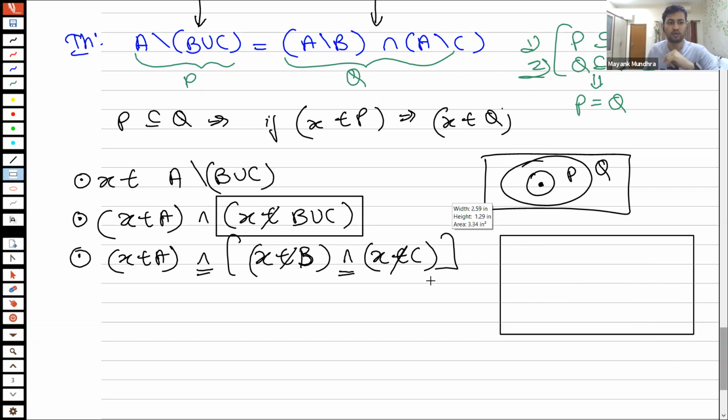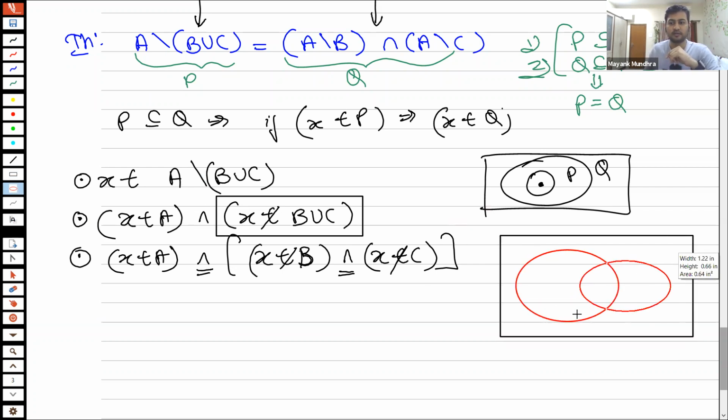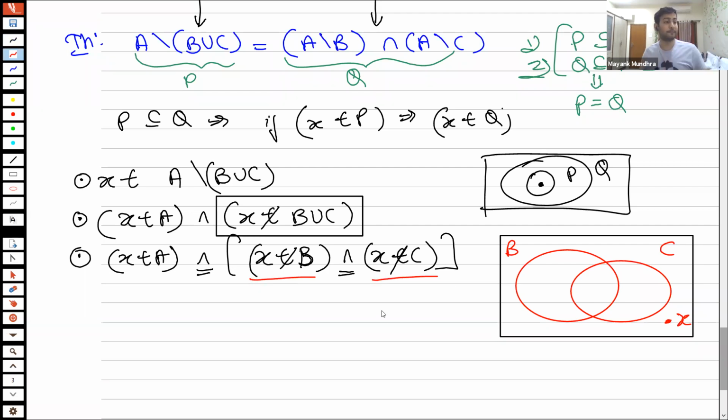What do I mean by this? Suppose you have two sets B and C. I'm saying X does not belong to B union C. B union C is this entire thing, so X belongs somewhere outside. It does not belong to B and it does not belong to C. So this says that X is not a part of either of them. It belongs to A, but it does not belong to B and C.